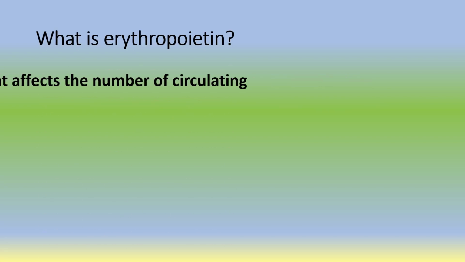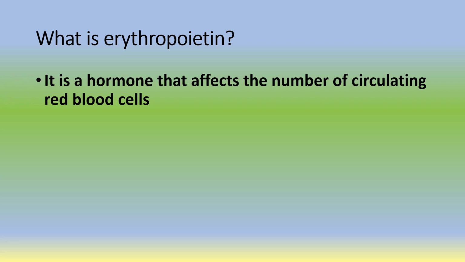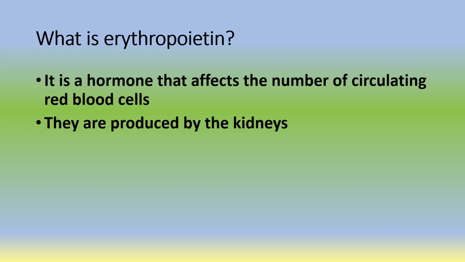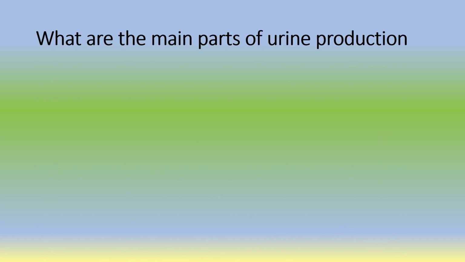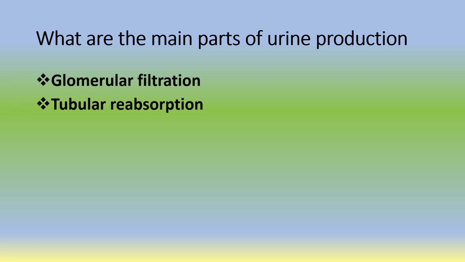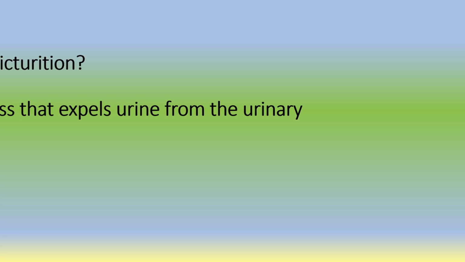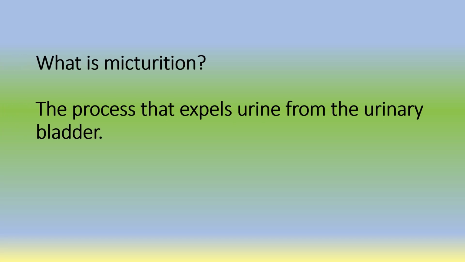So what is erythropoietin? It is a hormone that affects the number of circulating red blood cells. They are produced by the... What are the main parts of urine production? They are glomerular filtration, tubular reabsorption, and tubular secretion. What is micturition? It is the process that expels urine from the urinary bladder.